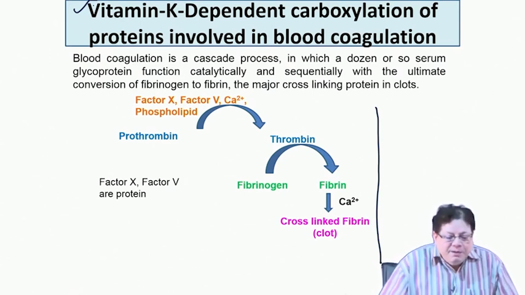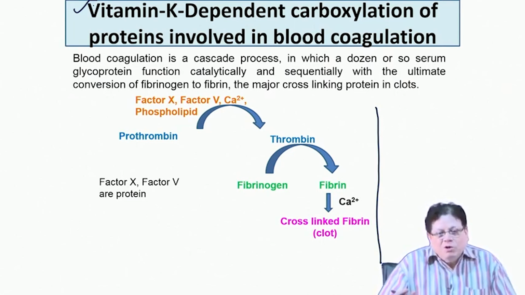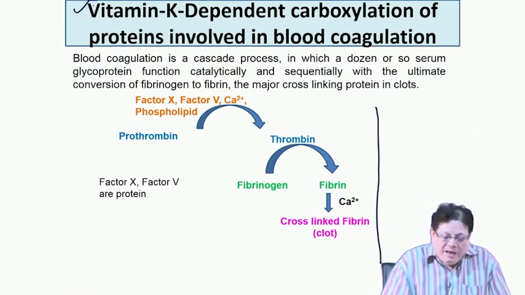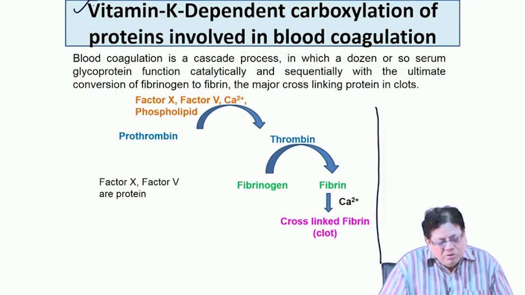In addition to vitamin K, you also need calcium ions, because the clot is made up of a protein called fibrin. This fibrin protein, in presence of calcium, forms cross-linking of proteins, and that makes a very insoluble mass, which is known as the clot. Now, how this vitamin K helps to form the clot, we are going to describe.